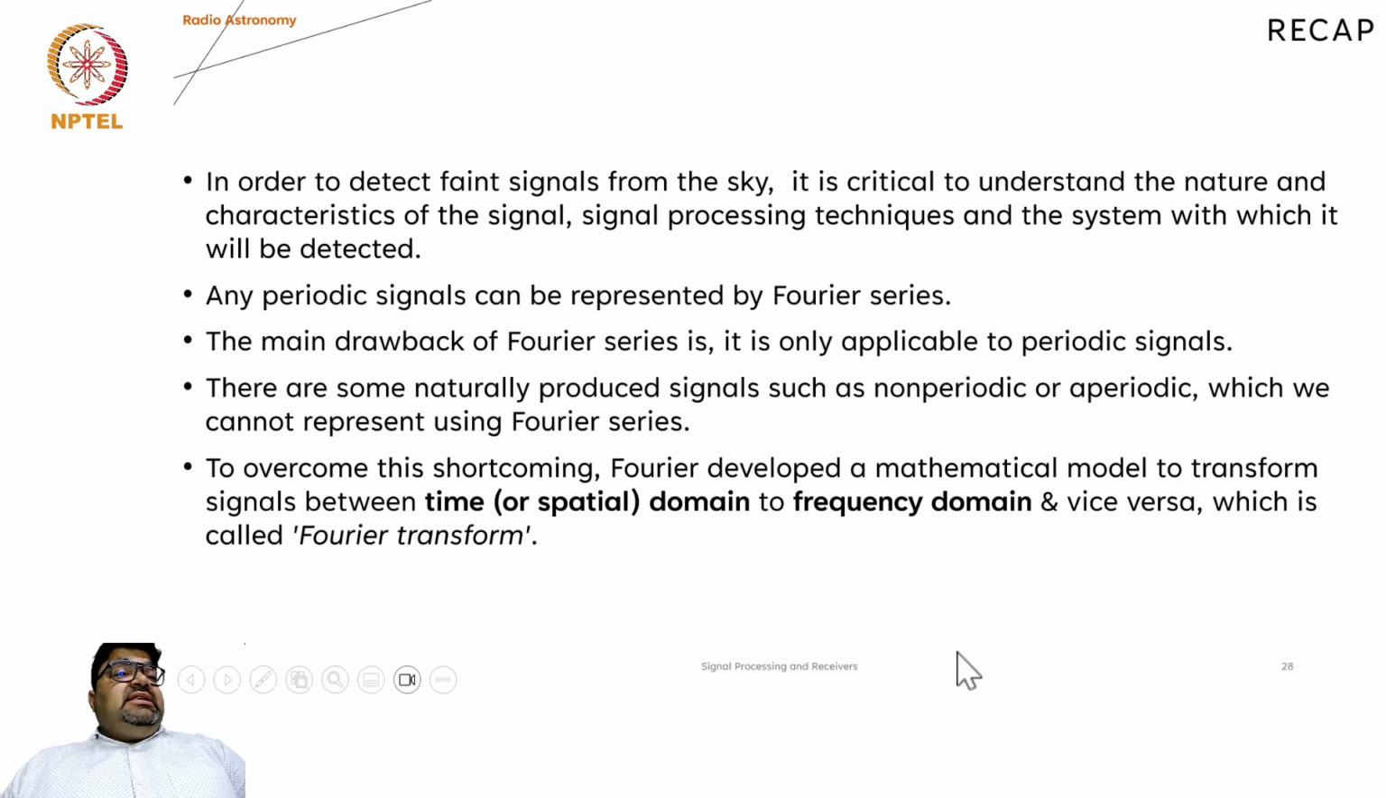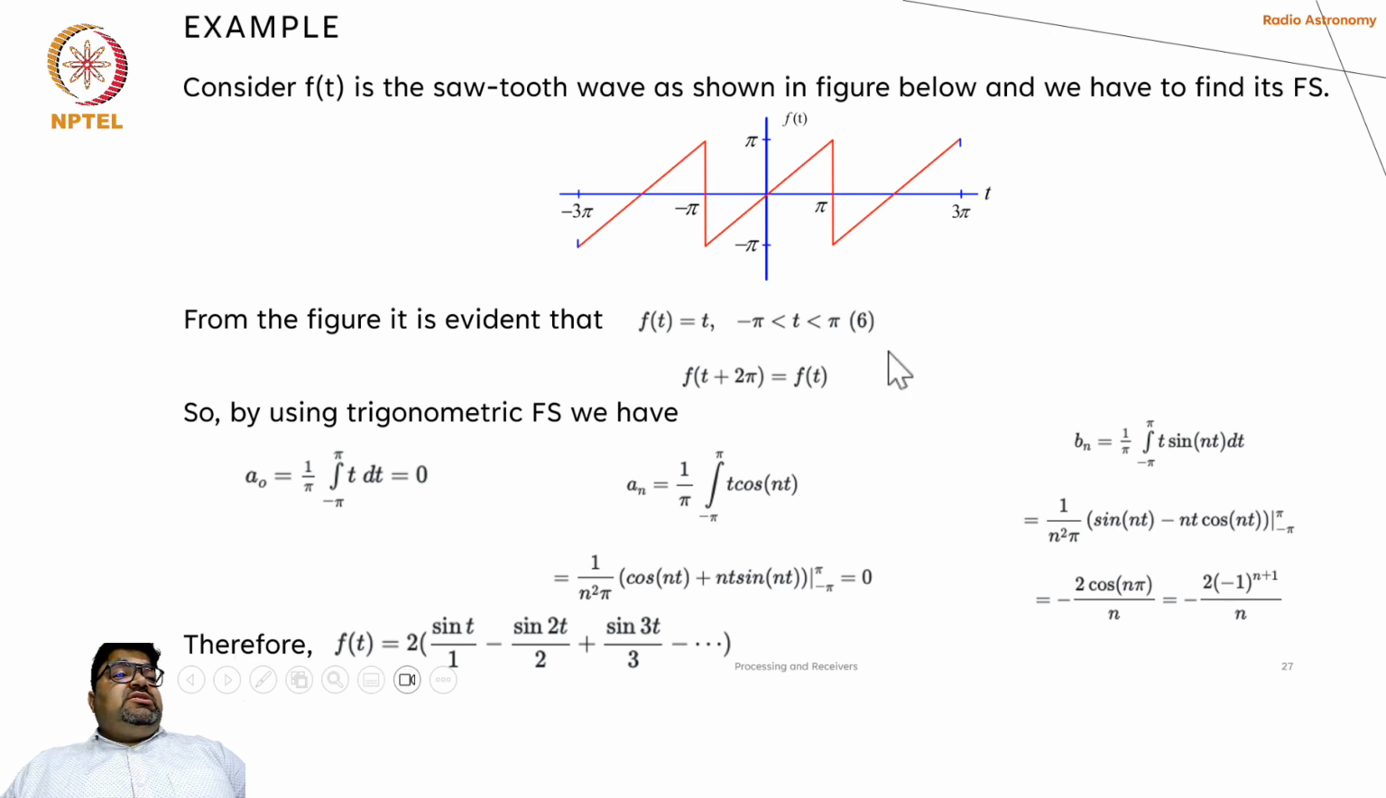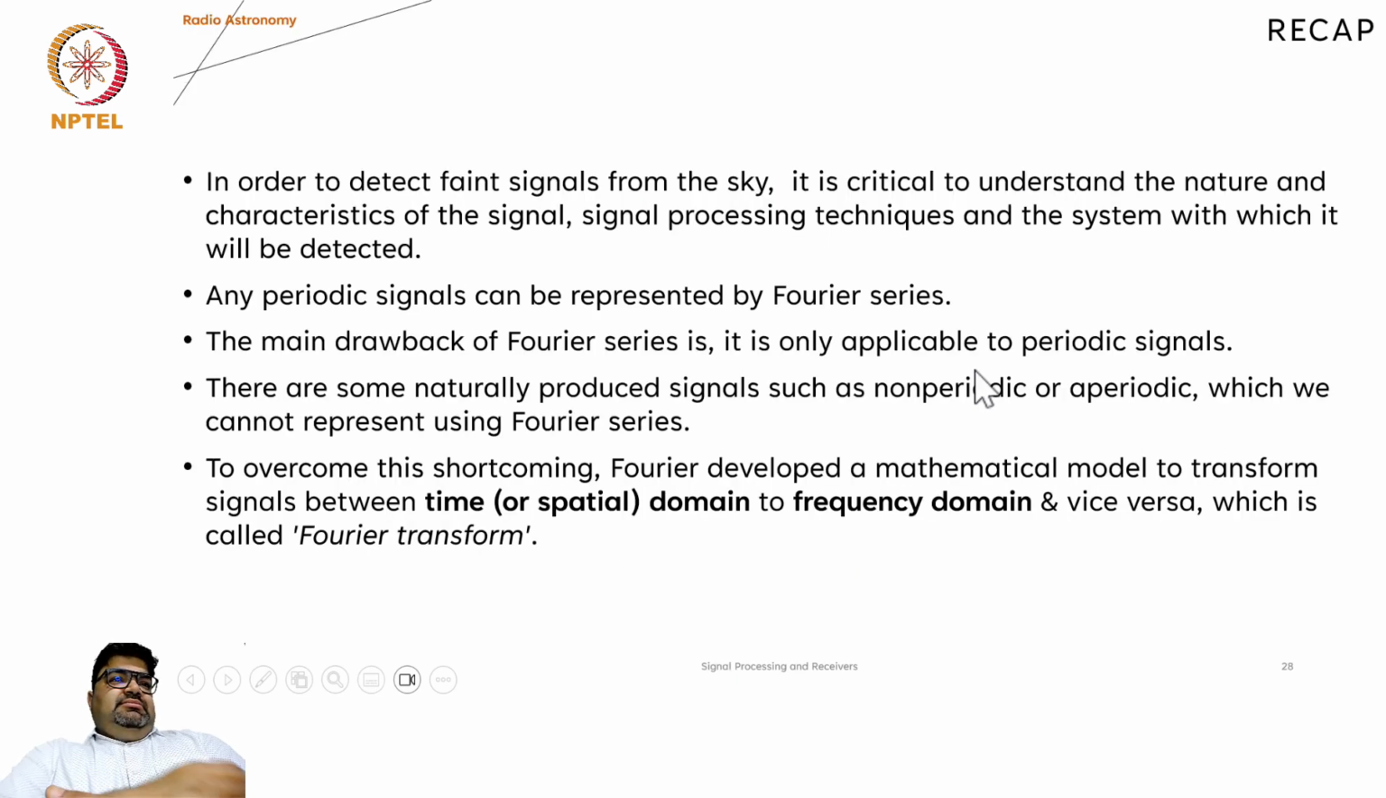So in the previous example, we just showed one example of a function and how it can be expressed in terms of the Fourier series, where we have a function of sawtooth wave, and we evaluated the Fourier coefficients and then expressed the function in terms of the series. Before we move on, we just recap what we have learned so far.